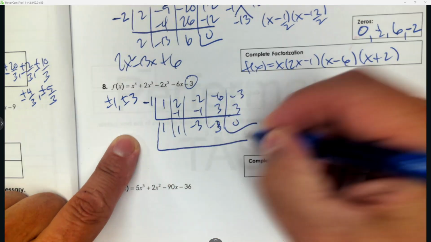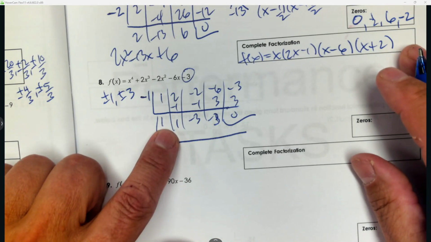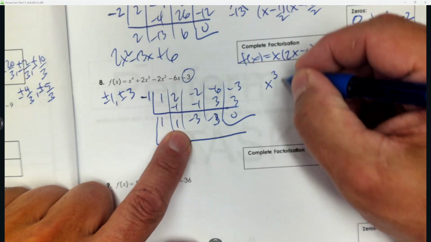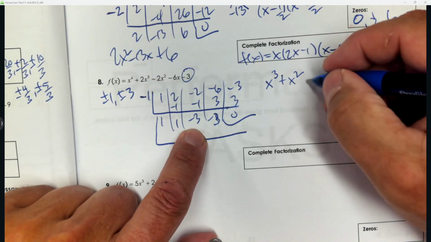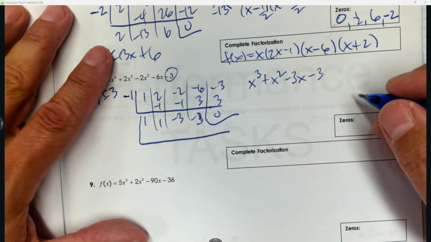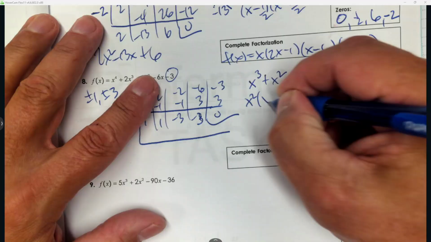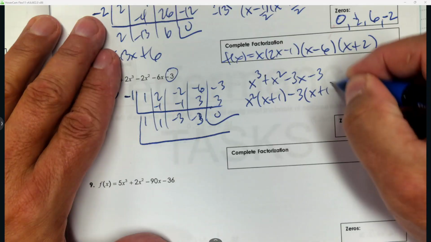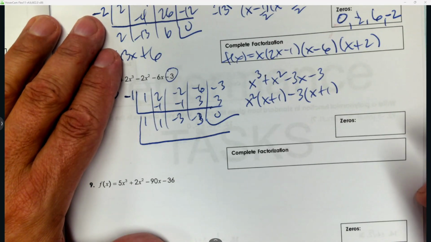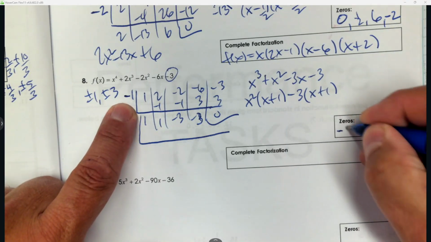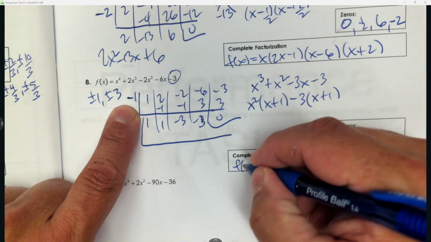I need to do it again. So, well, no. I can actually write that out. So let's go x to the 3 plus 1x squared minus 3x minus 3. This one actually is factorable now. So if you factor out an x squared, and if you factor out a negative 3, we can factor this. So we have a factor here. Let's start here. So negative 1 is a zero. Let's start there. And that means x plus 1.